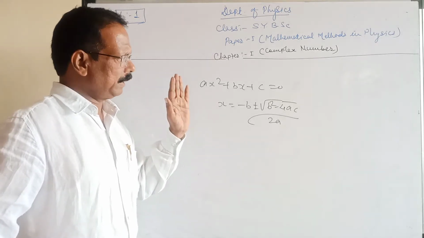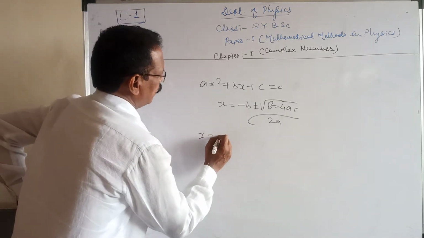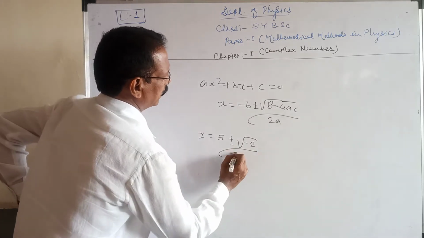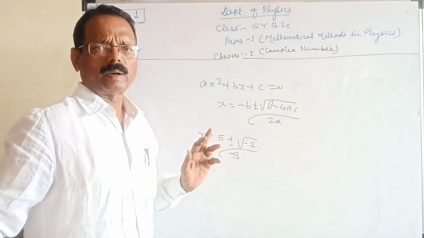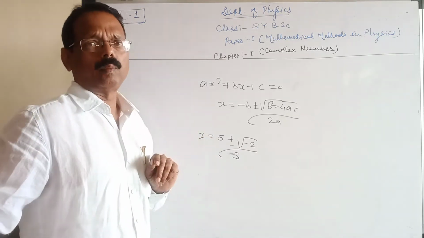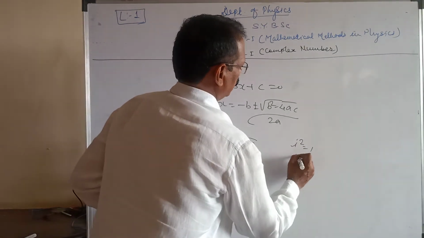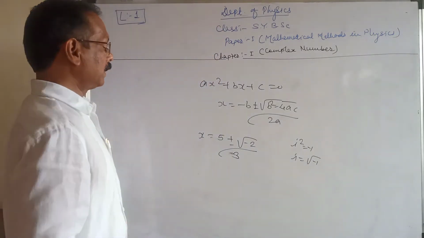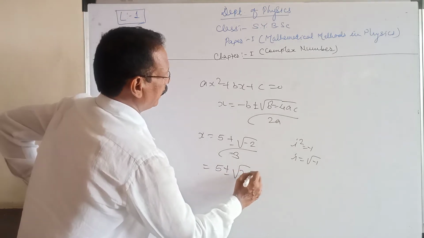But if we are given an equation whose roots are, suppose, x is equal to 5 plus or minus root of minus 2 upon 3, then what is the meaning of that? Root of minus 2 is very complicated. That's why we have to introduce the complex number i. So i square is equal to minus 1, and i is equal to root of minus 1. So it can be written as 5 plus or minus root of 2 i upon 3.